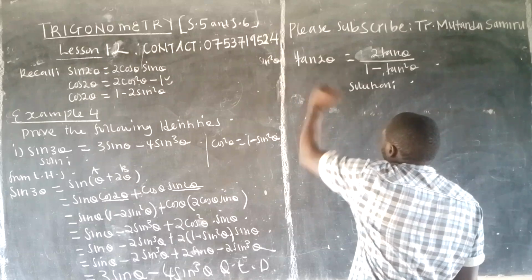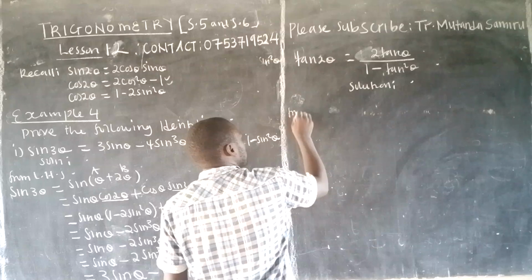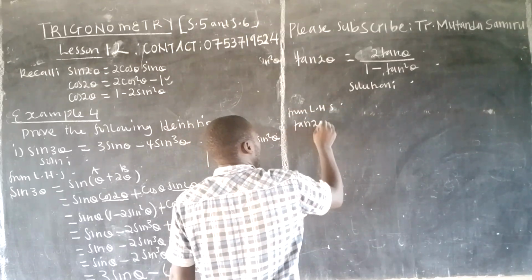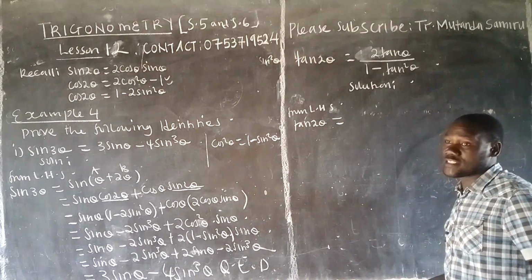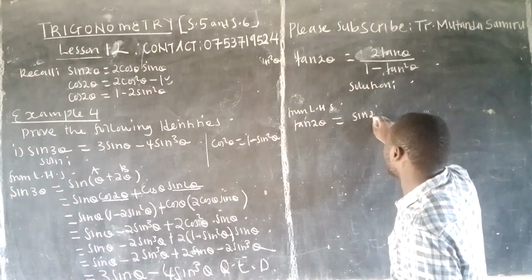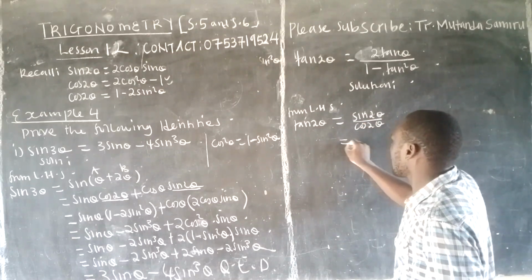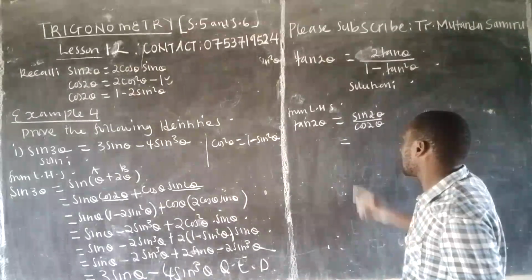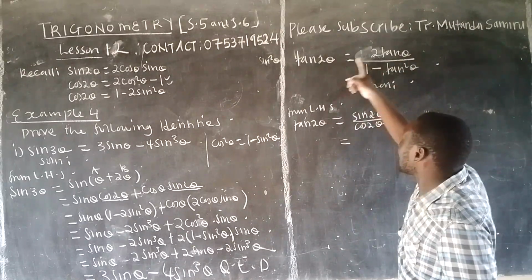Solution. Now with this we shall say, from the left hand side, tan 2 theta is equal to, now I want to split tan into the ratios, which is sine 2 theta over cos 2 theta. That's what we're having. Now I want to substitute the double angles, because the answer we have doesn't have a 2.